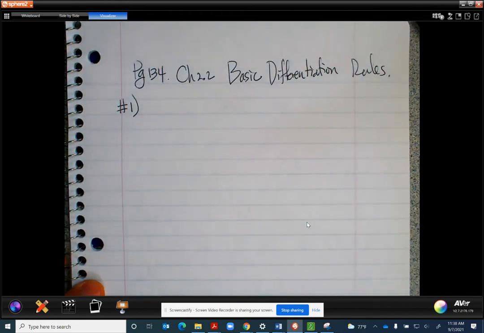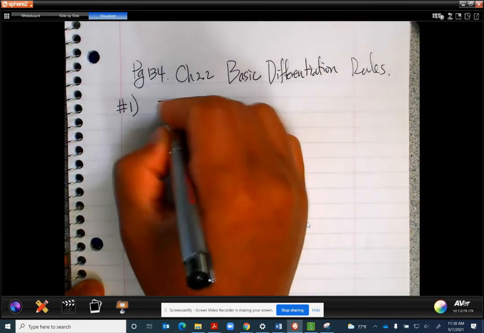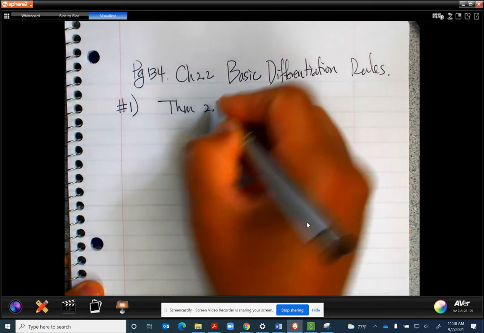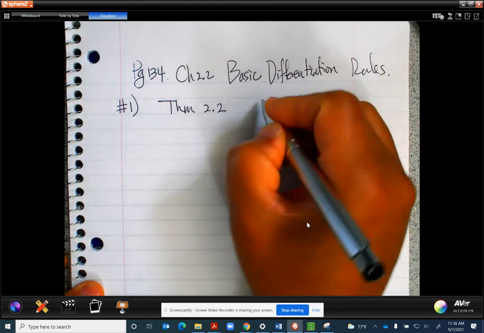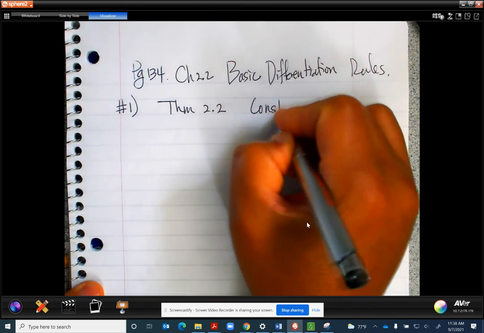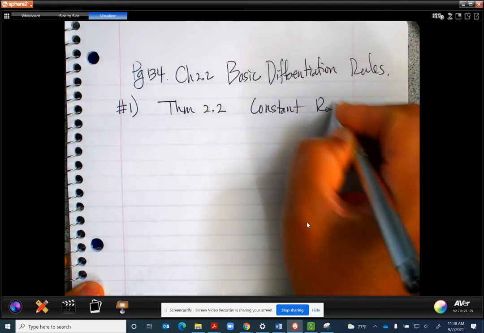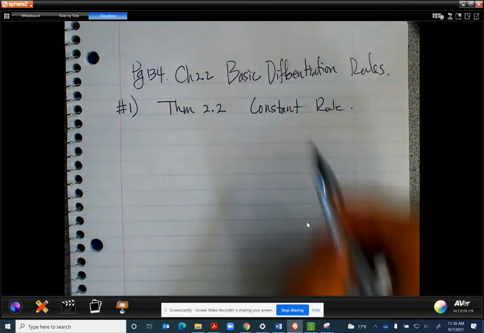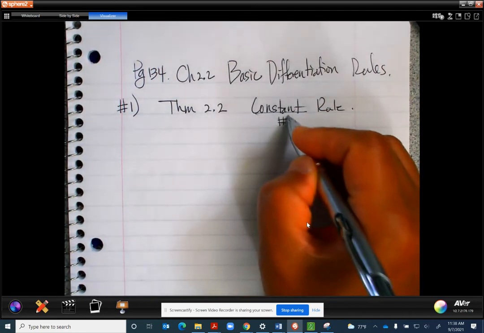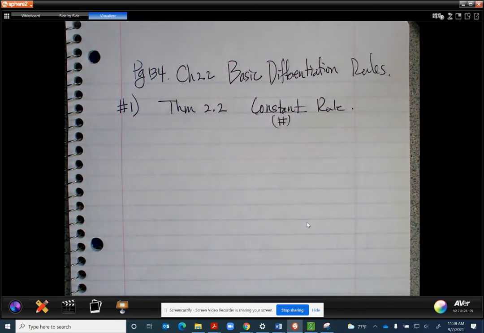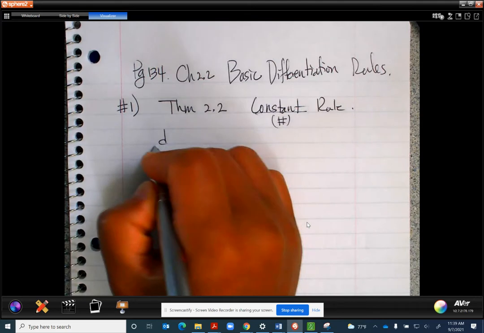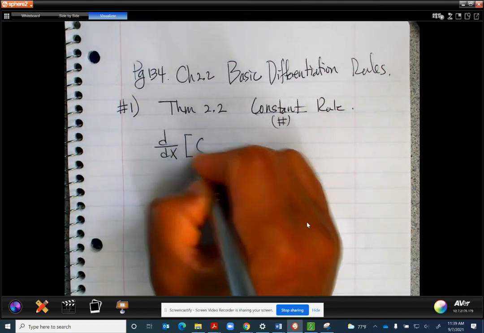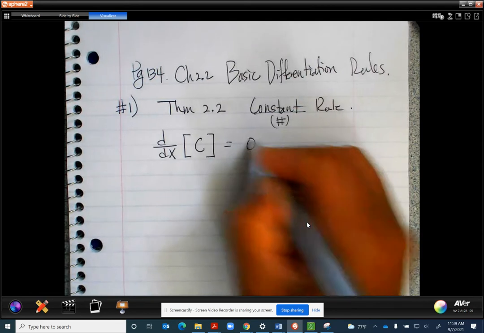Number 1 rule is on page 137. It says theorem 2.2. It says the constant rule. Alright, I hope you guys know that constant is just any number. Any number is constant, like 7, 10, 123. Whenever you take the derivative of a constant value, and here's a notation, d of dx, c stands for constant, it is 0.